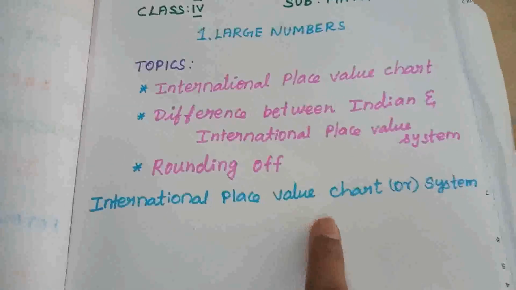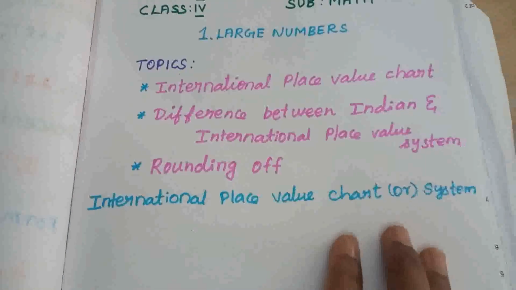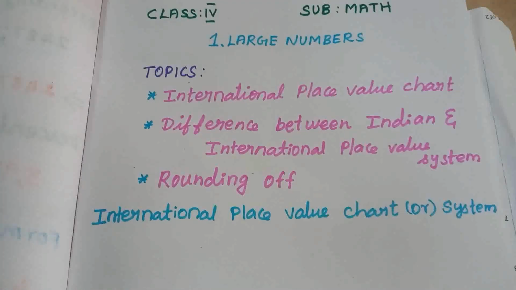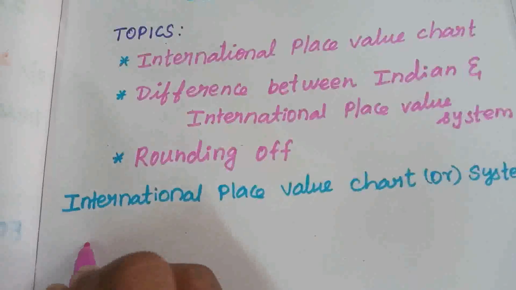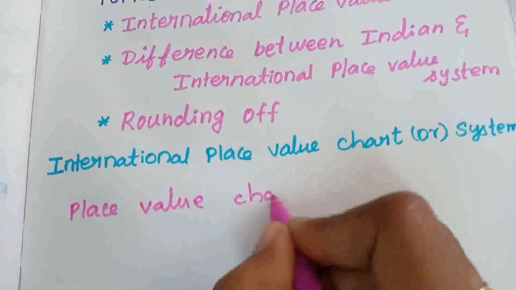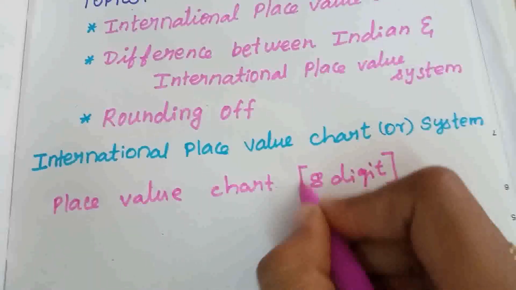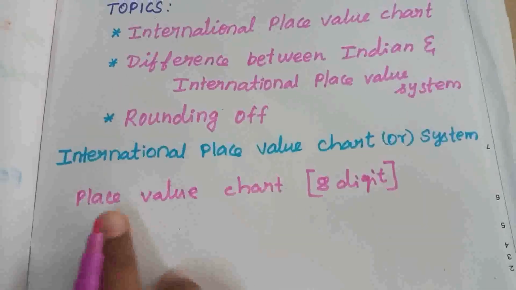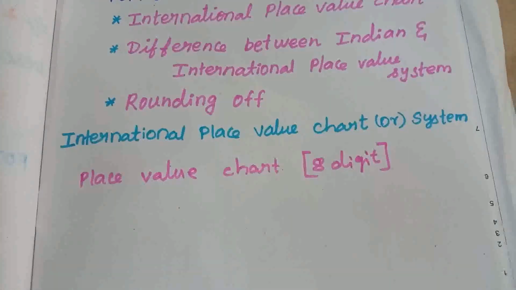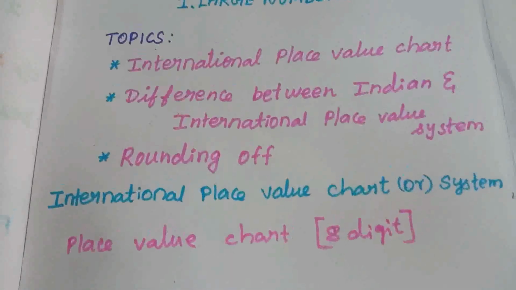International place value system. So simply we call it a place value chart for an 8-digit number. Let me start. Place value chart for an 8-digit number. In the chart we have to divide the places into groups. So first we need an 8-digit number.